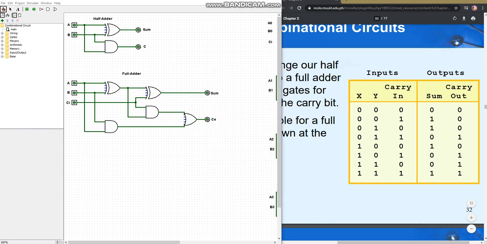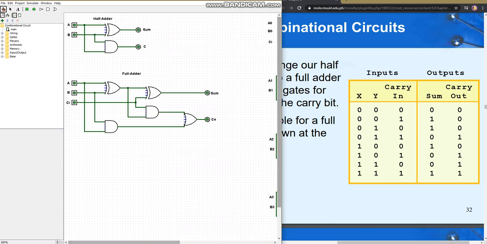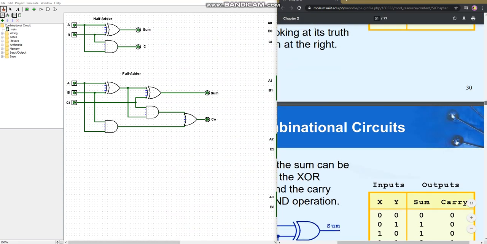Hello guys, I'm here to demonstrate my work for combinational circuits. But first, I have here three demonstrations to fully understand the combinational circuits. So first, we have to discuss the basic of all, that is the half adder.